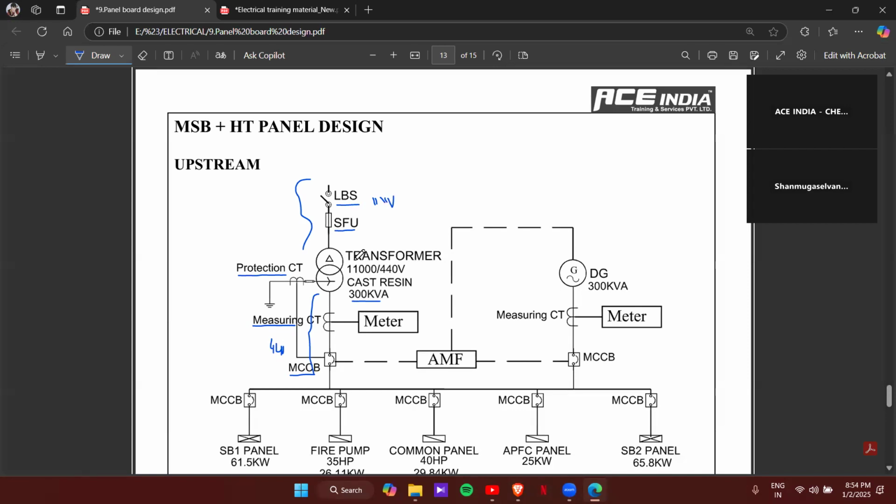So if the transformer rating is 300, here you can see that the DG is also given 300. That means it's a full backup condition. Even if there is no supply from the transformer side, the DG alone can cover the whole panel.